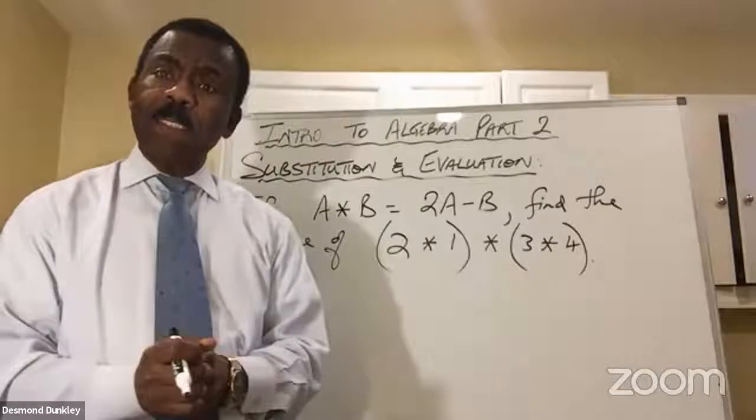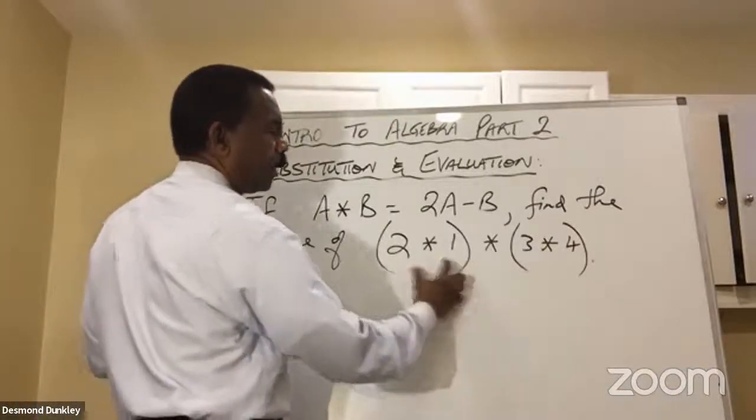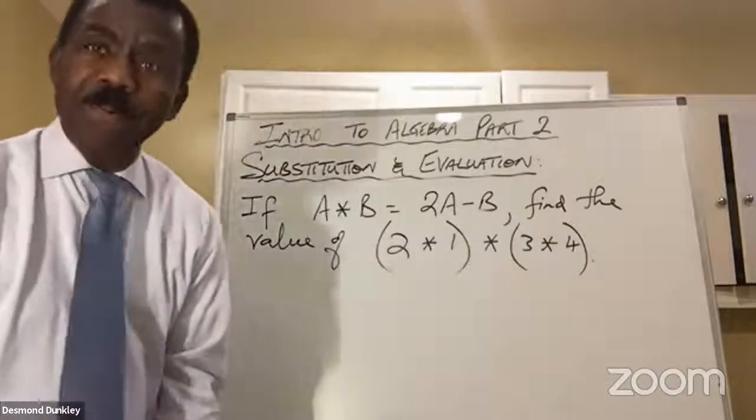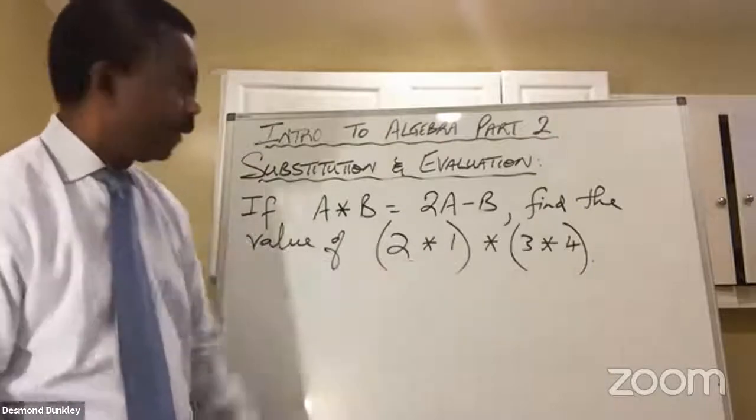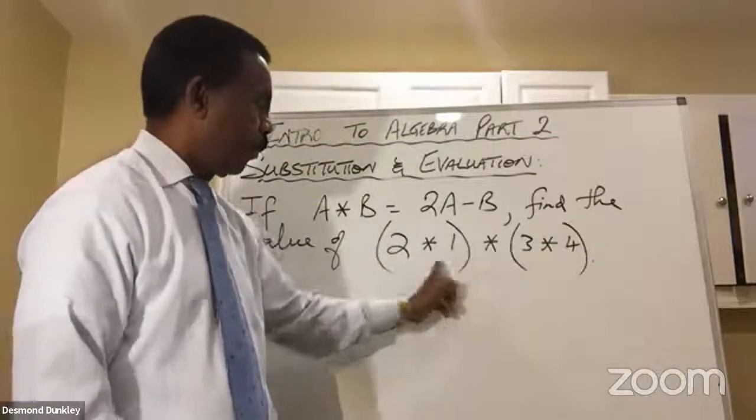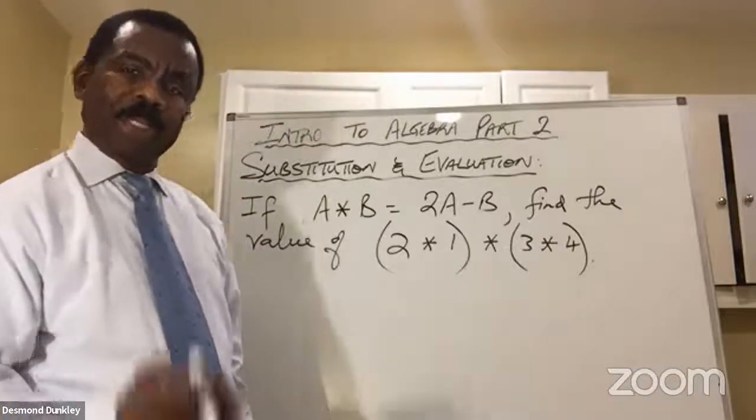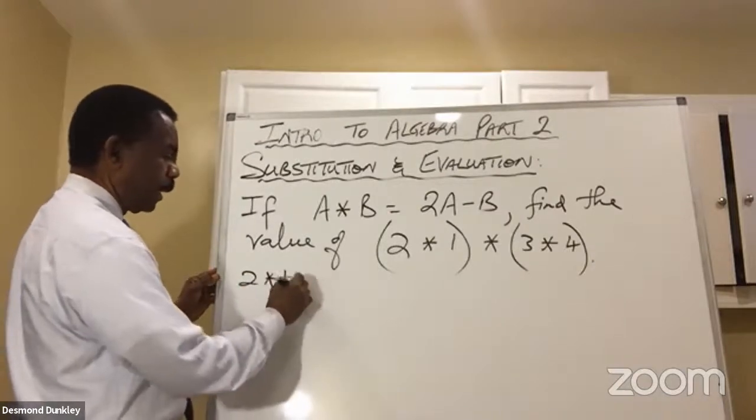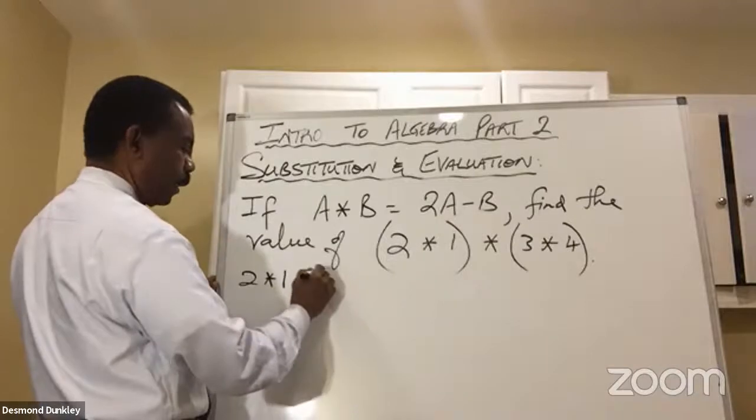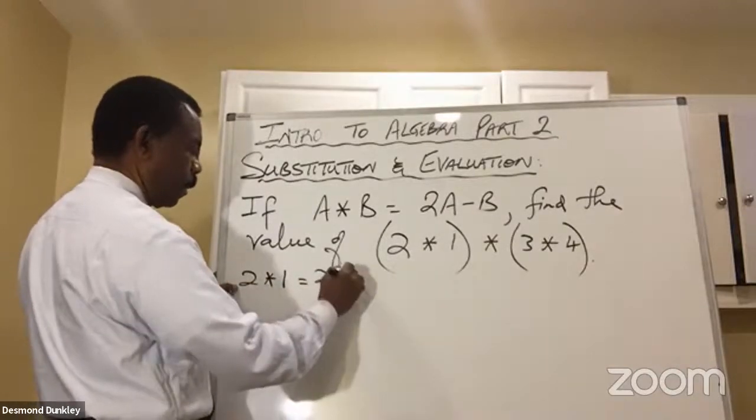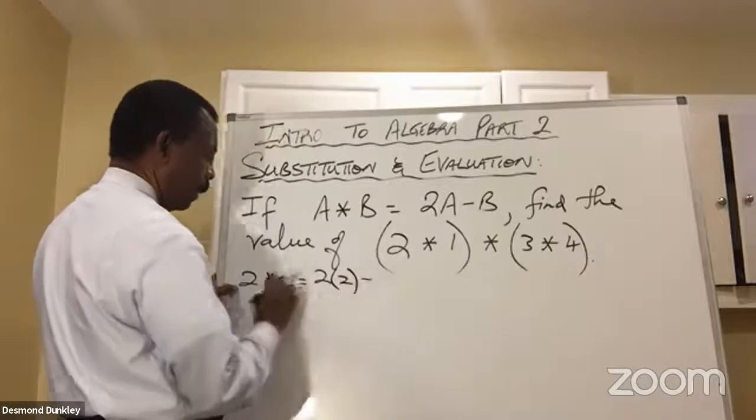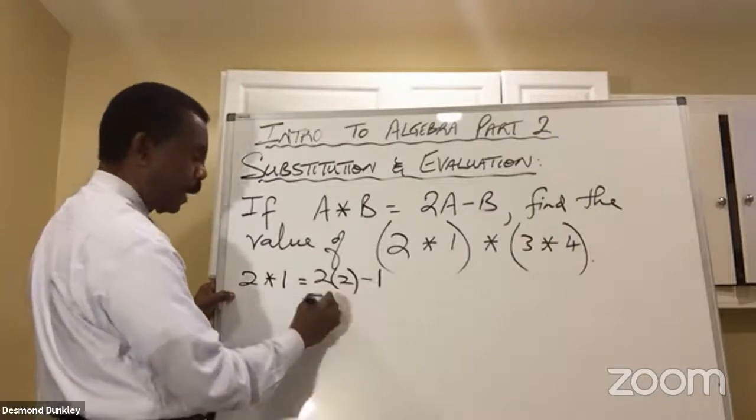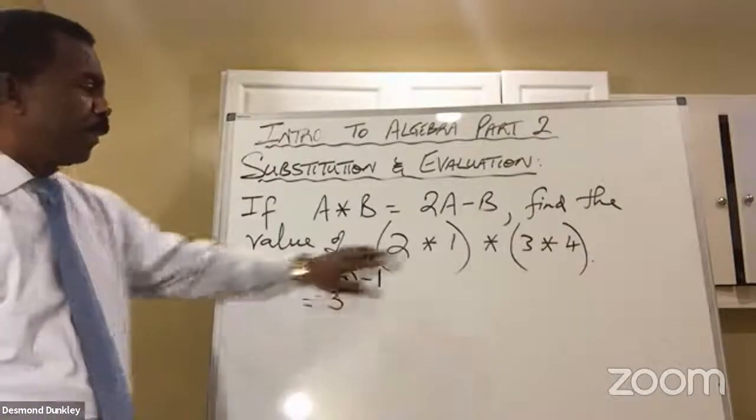And the real answer to the question is, you work this out, you work that out, and then you put these two together. That's the approach. You work the first part out, you work the second part out, and then you put the two answers together and get your final answer. So let's go. 2 asterisk 1 is equal to, according to the definition, 2 times the first number minus the second number. What is that equal to? 2 times 2 is 4, minus 1 is 3. So we end up with 3 for this part.